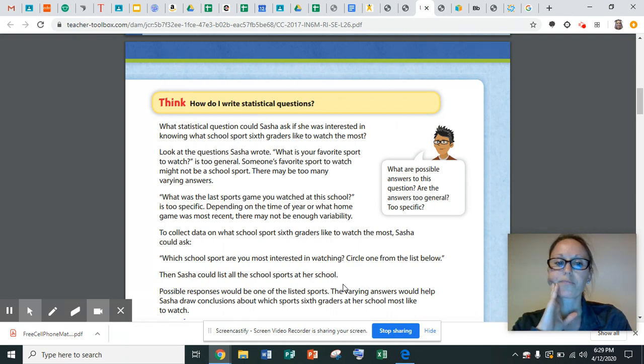What statistical question could Sasha ask if she was interested in knowing what school sport sixth graders like to watch the most? Well, if we look back at the questions that Sasha wrote, she wrote, what is your favorite sport to watch? That's too general. Someone's favorite sport to watch might not be a school sport that they have, and there may be too many varying answers. So that question is too general.